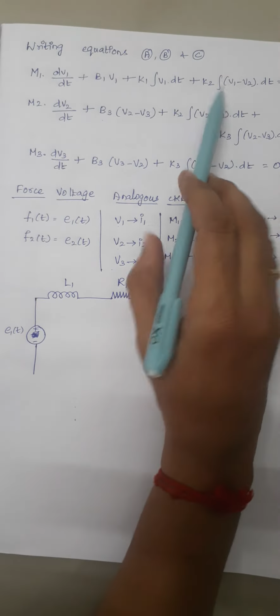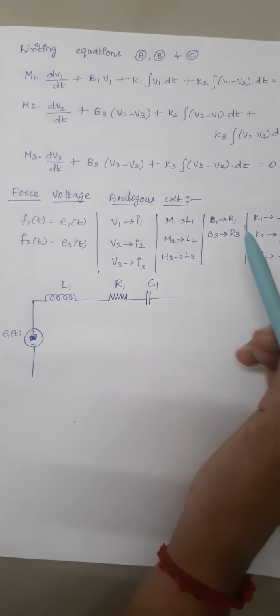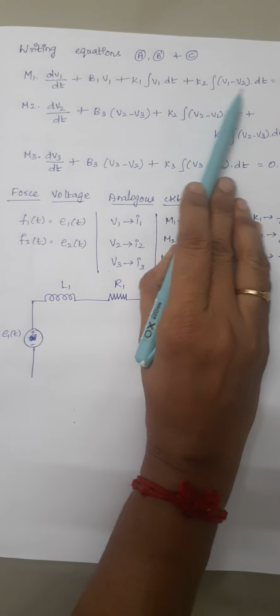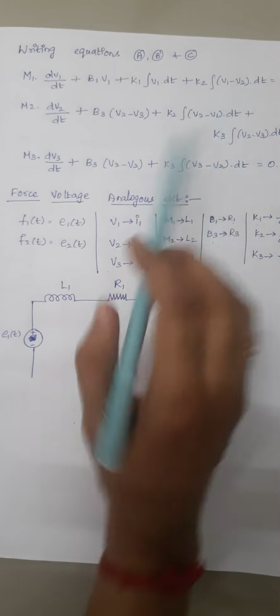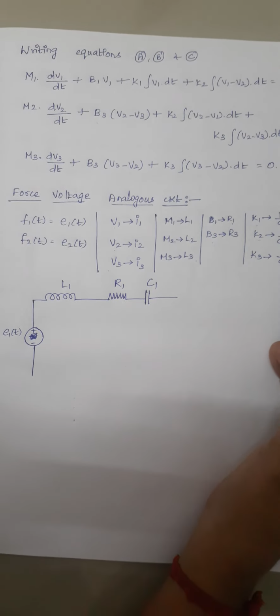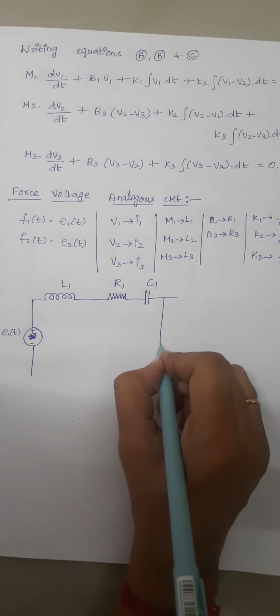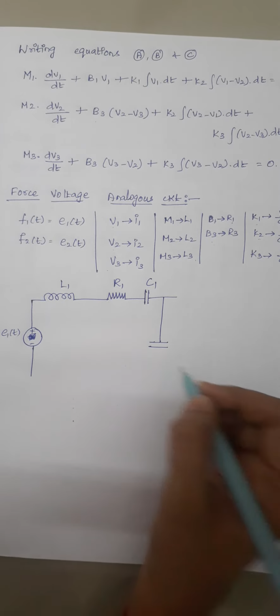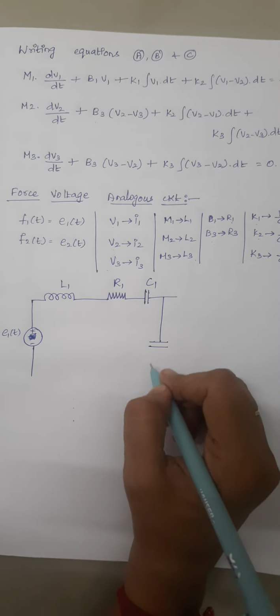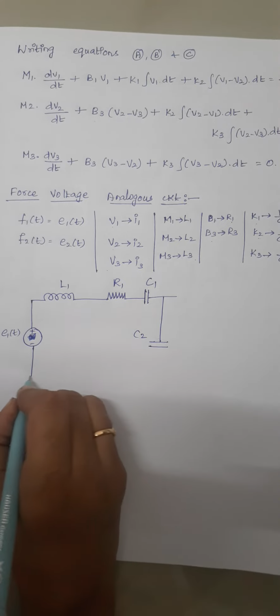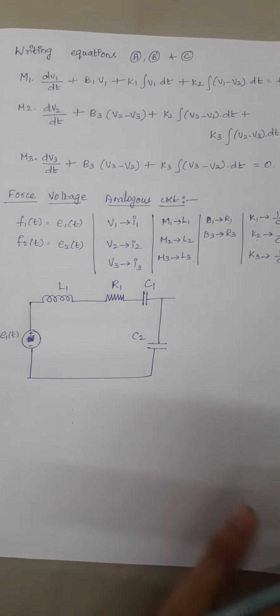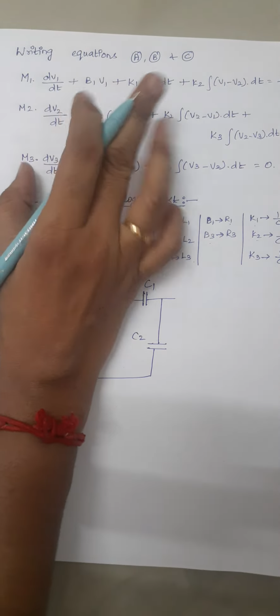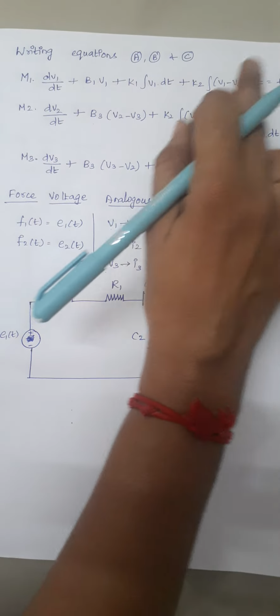Then the next one is K2, and that K2 is between V1 and V2, that is between your first loop and second loop. So K2 should be represented as C2. I am drawing a C2 here. That's it, our first loop gets over here. Just count the number of elements in the expression: 1, 2, 3, 4, 5.